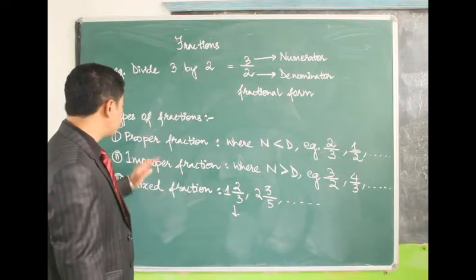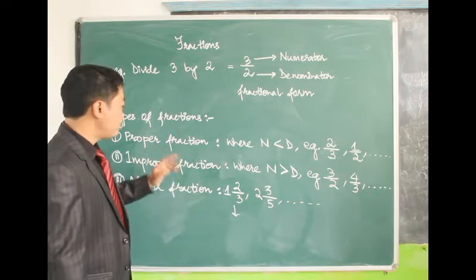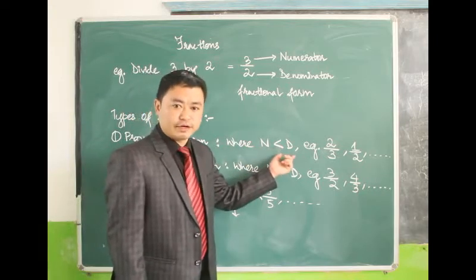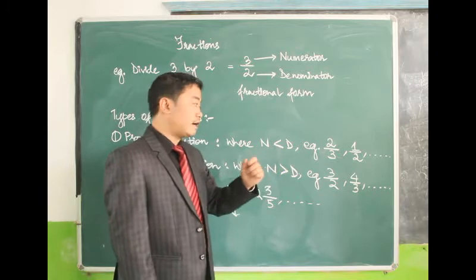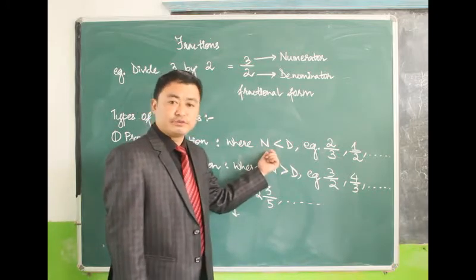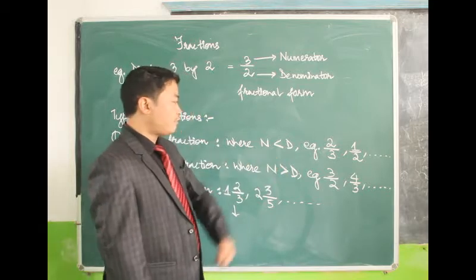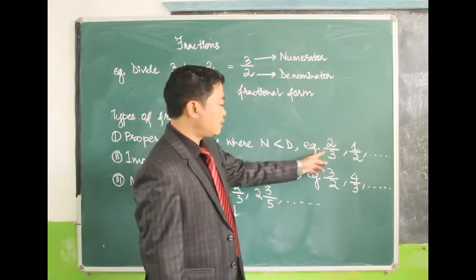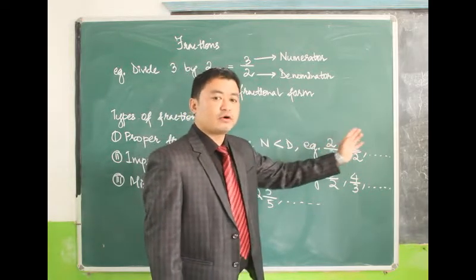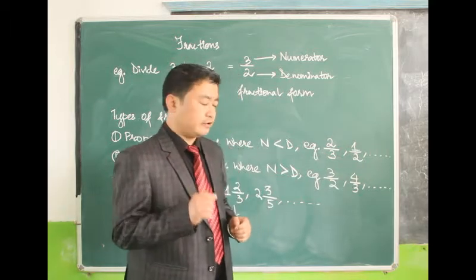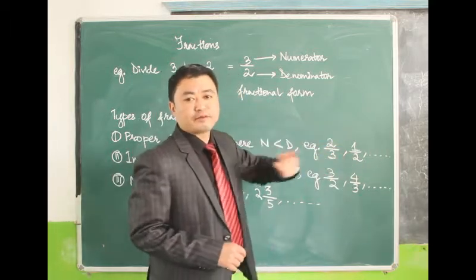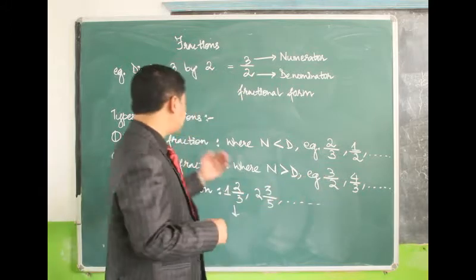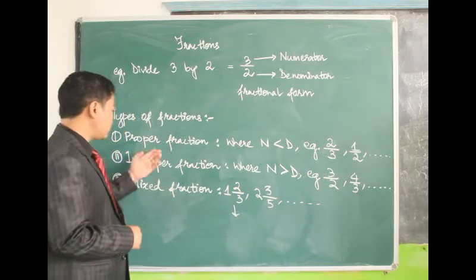Now, we have types of fractions as well. First comes the proper fraction, where the numerator is less than the denominator. Here n represents numerator and d represents denominator. In a fraction, the numerator may be smaller than the denominator. Examples are 2 by 3, 1 by 2, and you can go on with other examples. When the above part is smaller than the bottom part, that is, when the numerator is less than the denominator, those types of fractions are known as proper fractions.